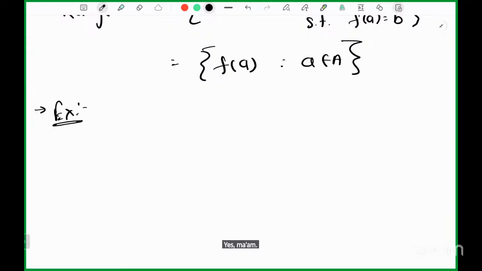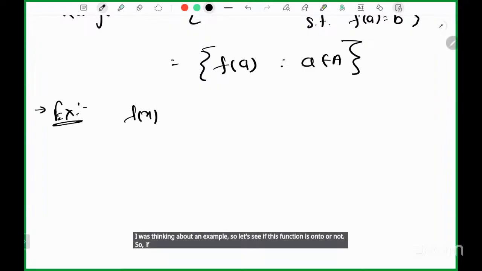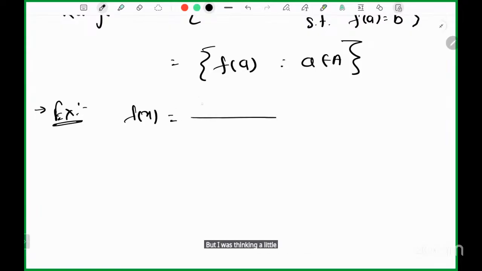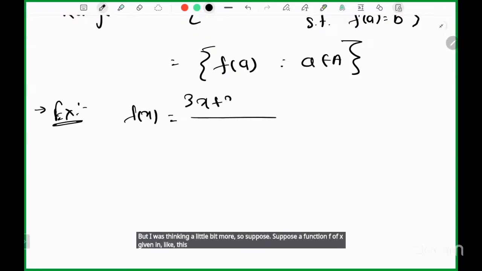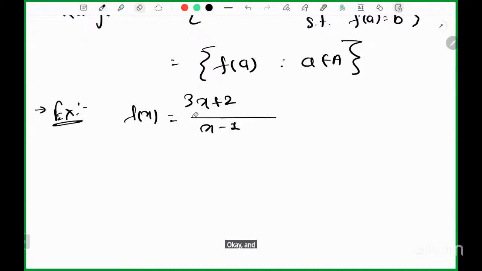I was thinking about an example. So let's see if this function is onto or not. If I give you a straight line, then obviously that's an onto function. But I was thinking a little bit more. Suppose a function f of x is given like this: 3x plus 2 upon x minus 1. I don't know whether this function is onto or not, but let's try to see by the definition, can we find a pre-image where we get our y back.